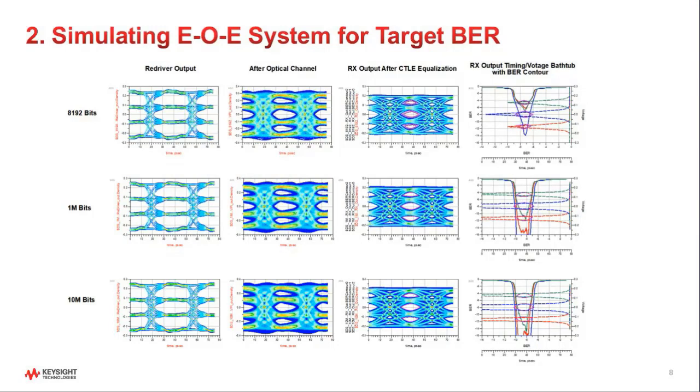Now you can see that the eye size is getting smaller with more bits simulated, which is the expected behavior. The last column shows multiple results of BER contour, timing, and voltage bathtub. Now the transceiver design engineers can truly evaluate the design under the given target BER with this solution.